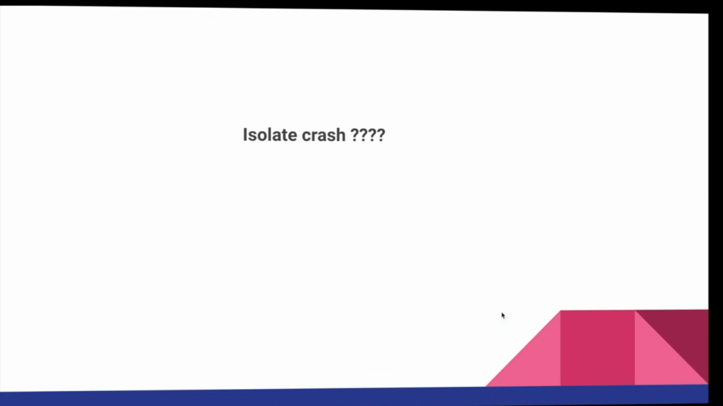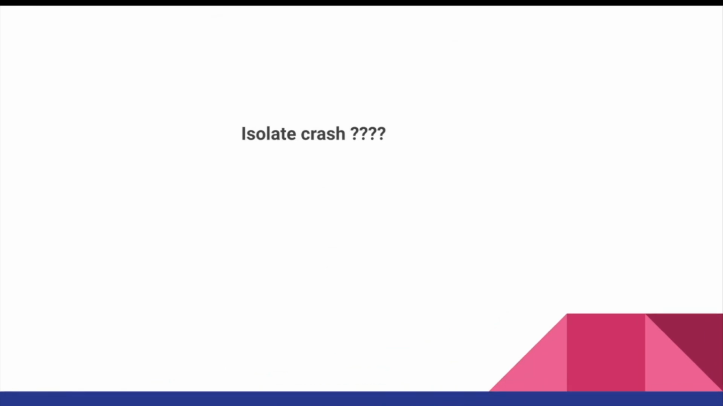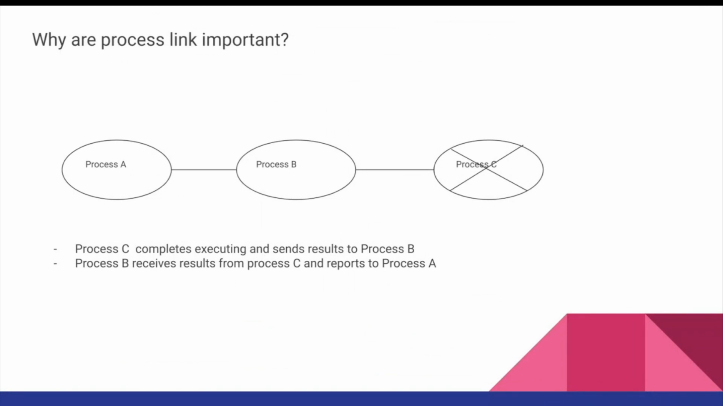So Elixir has considered this, and it is possible to isolate a crash. This has been made possible by configuring a process to trap exit. So, trap exit. Let me go back to our previous example.